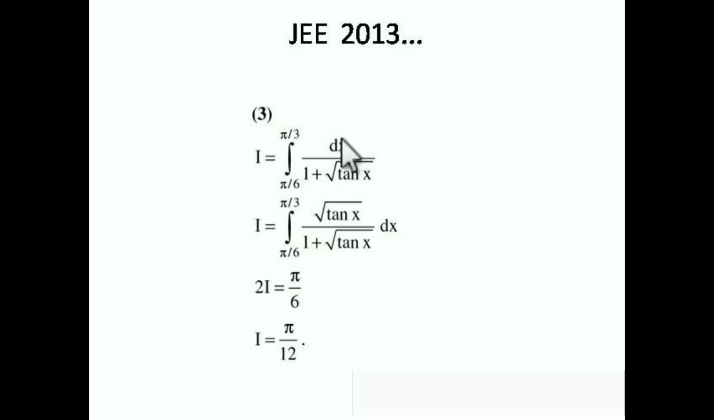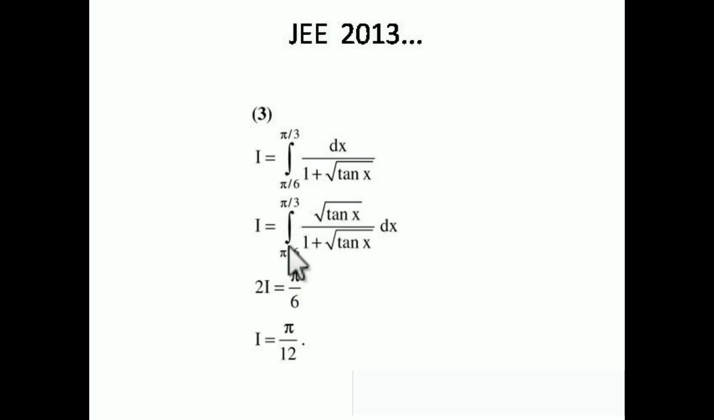So we are left with dx upon 1 plus root of cot x, but cot x is equal to 1 upon tan x. So root of cot x is equal to 1 upon root of tan x, and by taking the LCM I am left with the integral from pi by 6 to pi by 3 of root of tan x upon 1 plus root of tan x dx. Okay, got it? I just simply put x as pi by 3 plus pi by 6 minus x, that is pi by 2 minus x. So it becomes cot x, and cot x is equal to 1 upon tan x, and just simplify this. So I come to this equation.